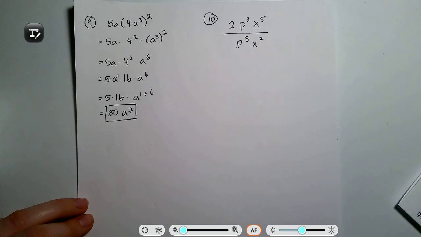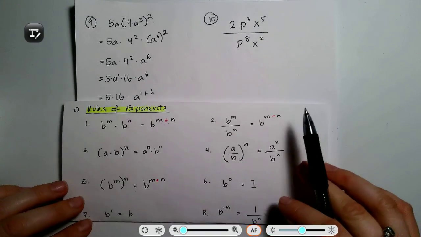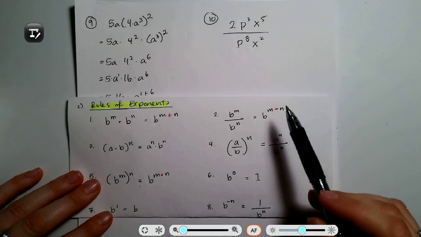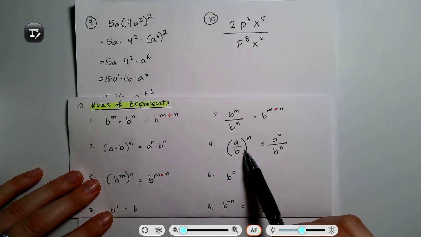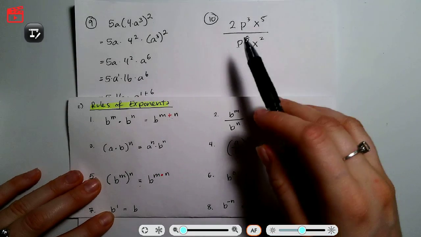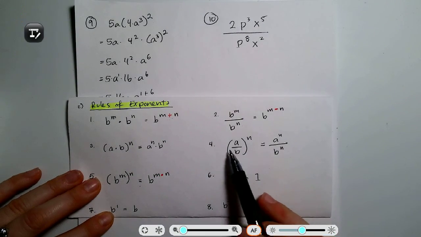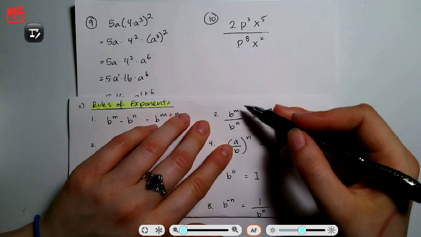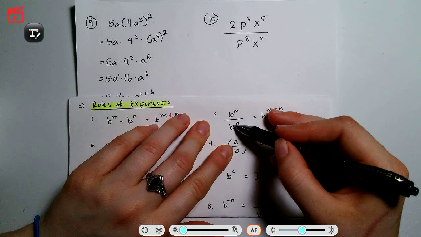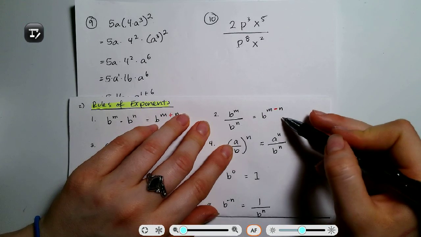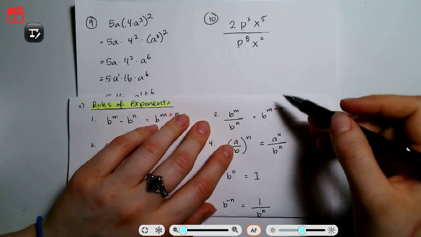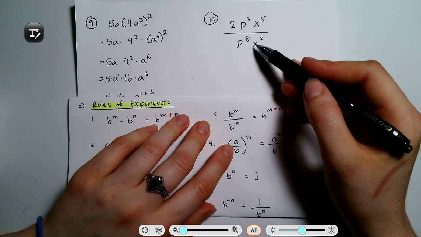So now let's look at the whole fraction. Do I have any rule that uses a fraction or like a division? This rule and this rule. But we don't have any parentheses on the outside, so we're probably not going to use number 4. So let's look at number 2. It says if you have the same base being divided by itself, then you can subtract the exponents. So is that happening in this problem? It is. We have a p and a p and an x and an x.